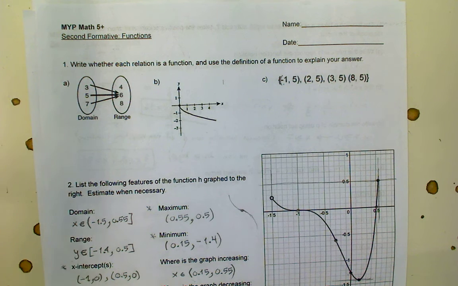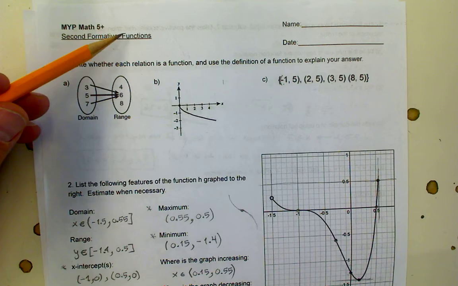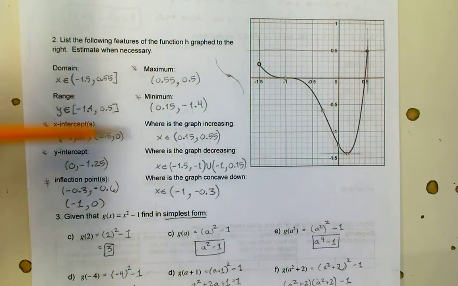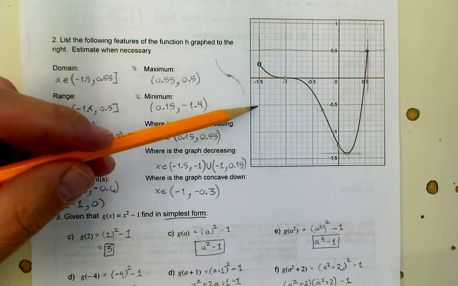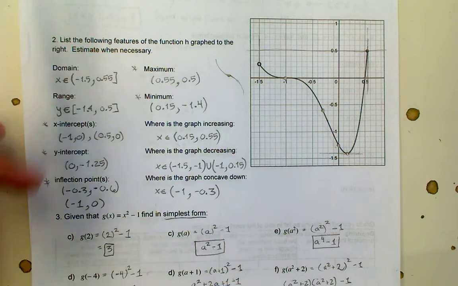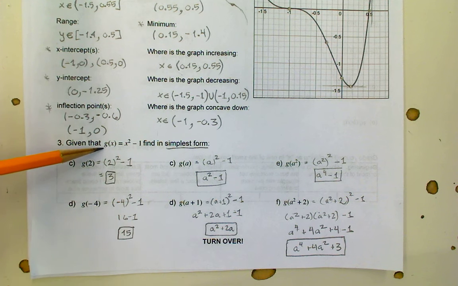This is the fourth and final video that I'm making about this formative that we did on functions. In the first one, we talked about the details of this particular graph and how to identify the key features and also how we write those key features. The second video, we talked about how to evaluate a function like this function here, g of x equals x squared minus 1.